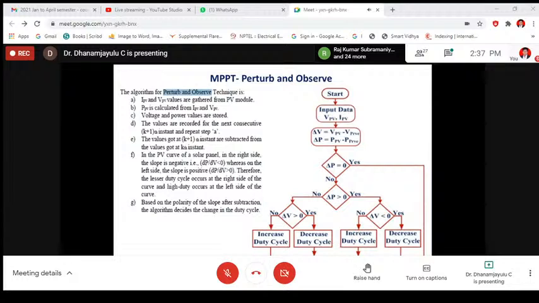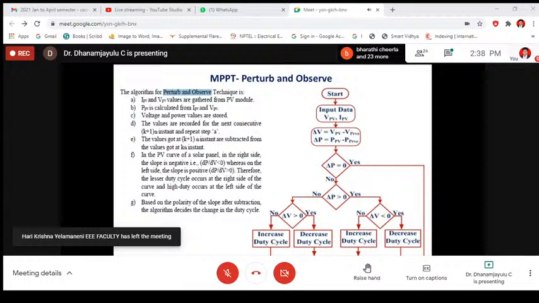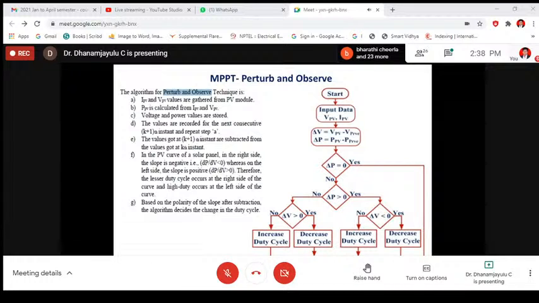That means you have to follow steps A to G to extract the maximum power. The IPV and VPV values are gathered from the PV module, and the power is calculated and the values are stored. The values are recorded at the next consecutive instant K plus 1, repeating step A. The values obtained at instant K plus 1 are subtracted from the values obtained at the kth instant. On the right side, the slope is negative.